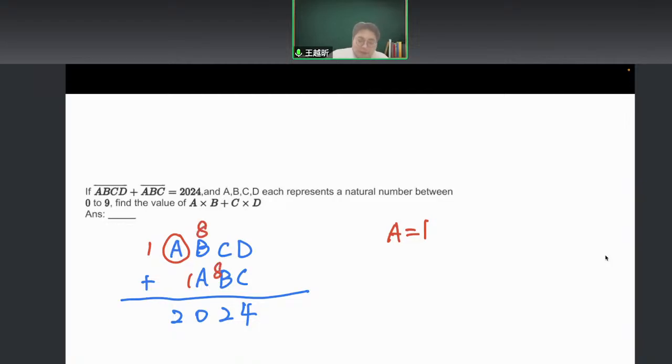If I want the last digit to be 2, this one C should be 4. And C is 4, D can be what? D can actually only be 0. So 1 times 8 plus 4 times 0. The answer is just B, 8.